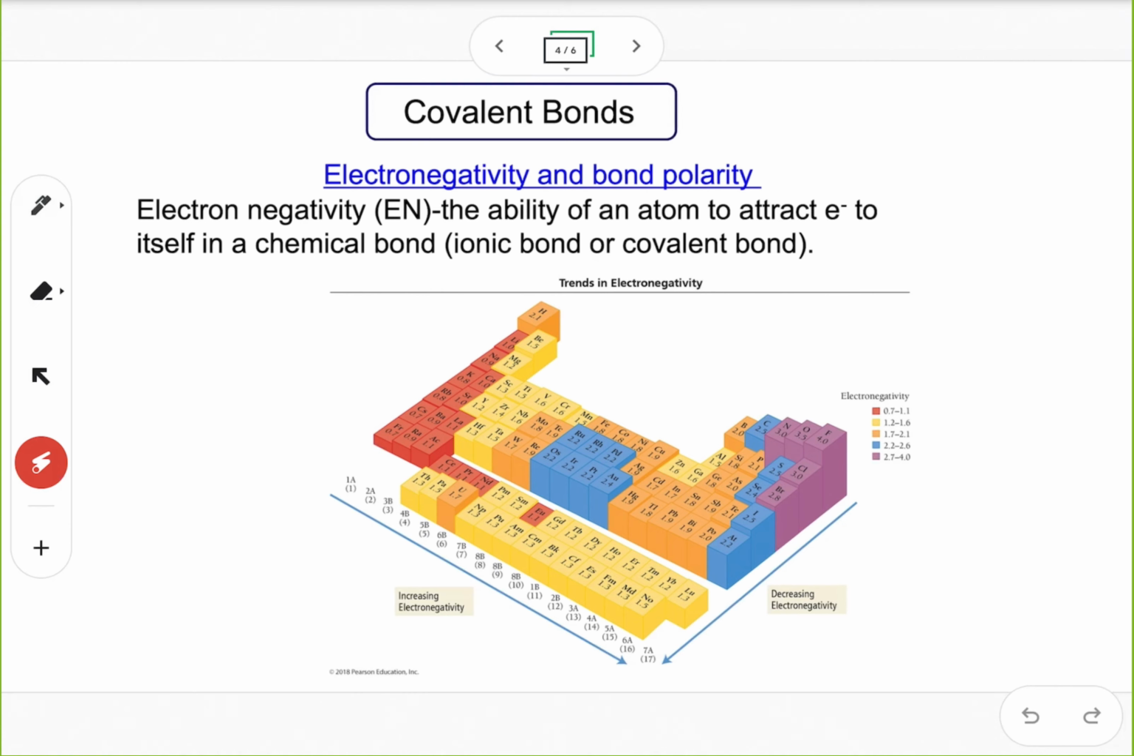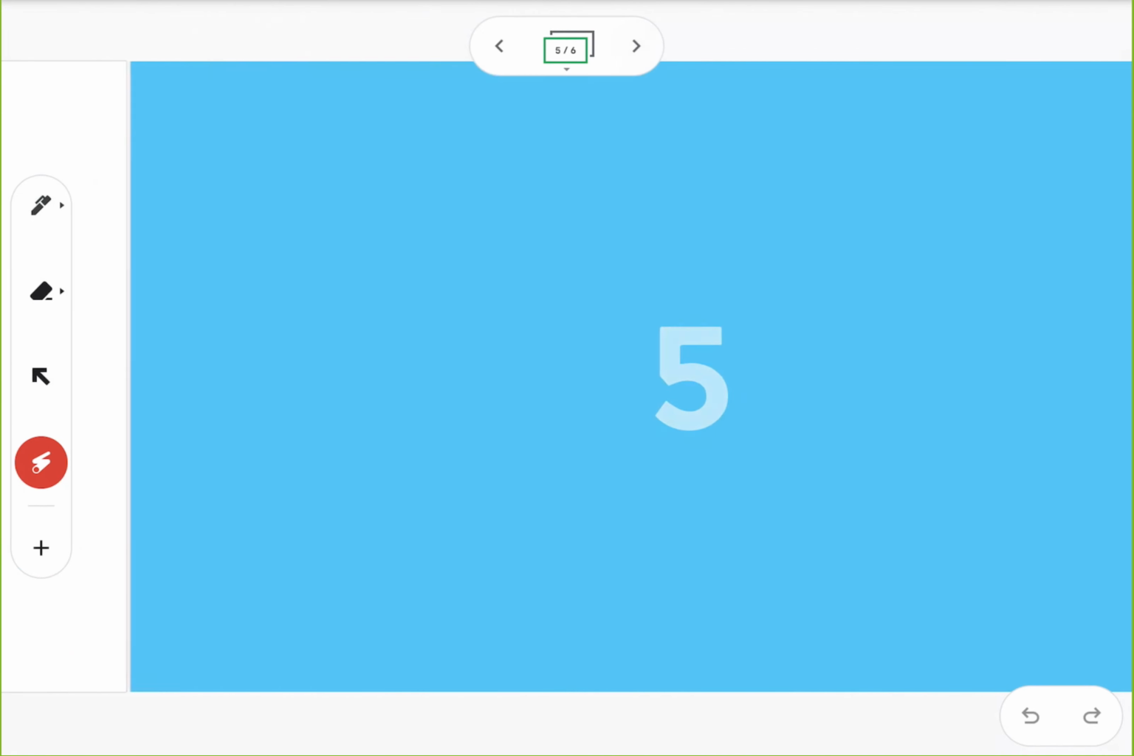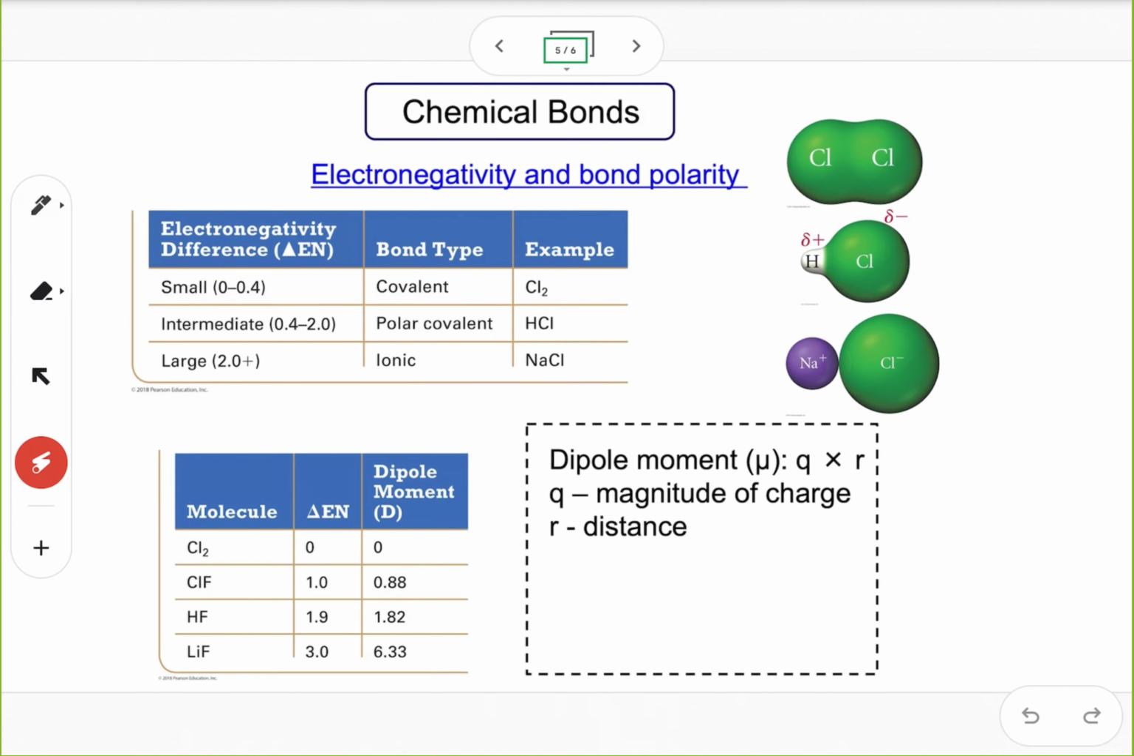Okay, so these are the trends of electronegativity across the periodic table. With this information, let's take a look at electronegativity differences. How do we use electronegativity difference, delta EN? Delta most of the time means difference. Okay. How do we use delta EN to determine the bond type and the polarity of covalent bonds?